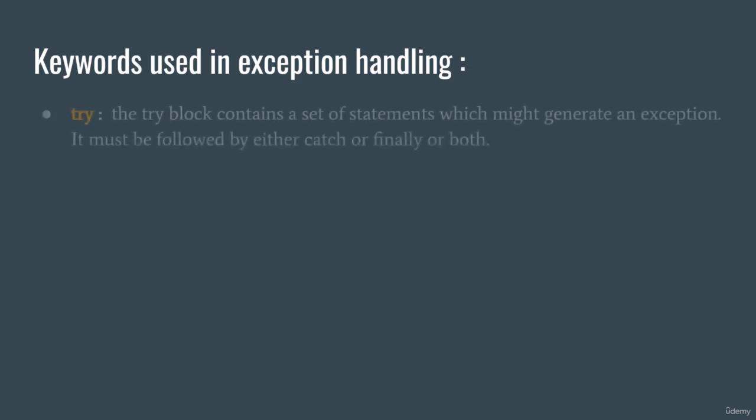So keywords used in exception handling, let's look at the try keyword. The try block contains a set of statements which might generate an exception. It must be followed by either catch or finally or both. All right, so this is the code that can break, that can create an error, create an exception, such as connecting to the internet or running through an array. So there can be a lot of issues that come up.